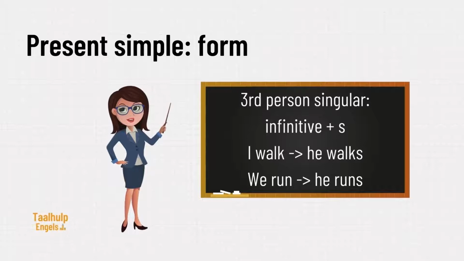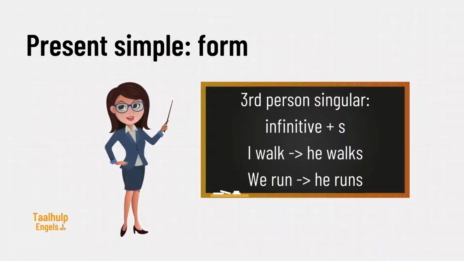Just pay attention to the third person singular form. You need to add the letter S to the infinitive. I walk becomes he walks. We run becomes he runs.